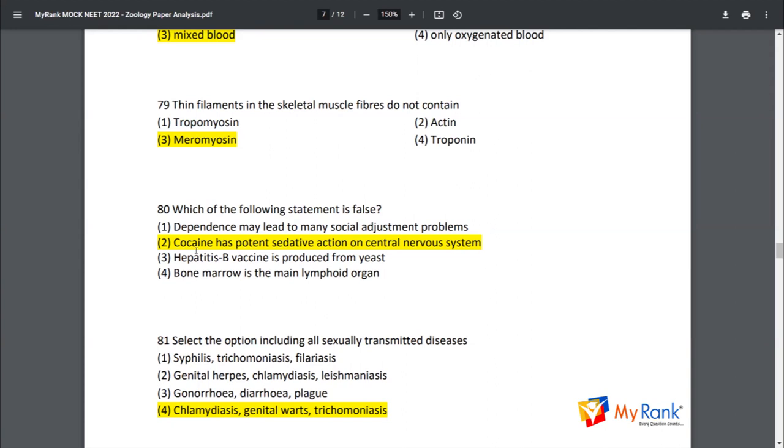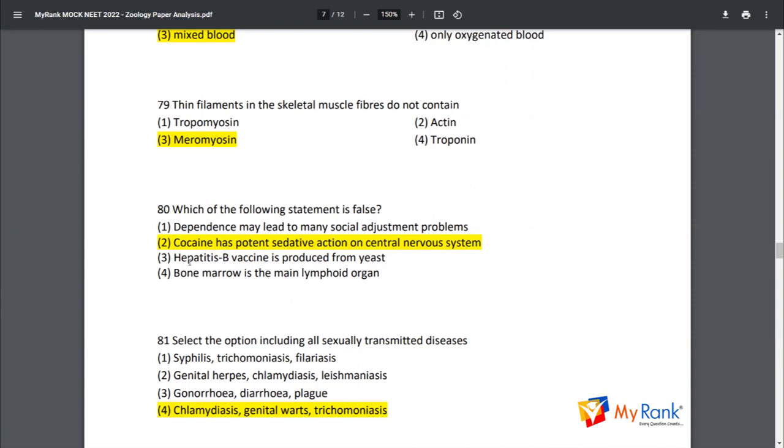Option number 2, cocaine is a potent sedative with action on the central nervous system. Now this statement is wrong. The drug with the sedative function is morphine, not cocaine. Cocaine is a euphoric drug. It acts on the dopamine of the body and not on the central nervous system, and does not have a sedative action. So cocaine is not a potent sedative, which is a false statement here.